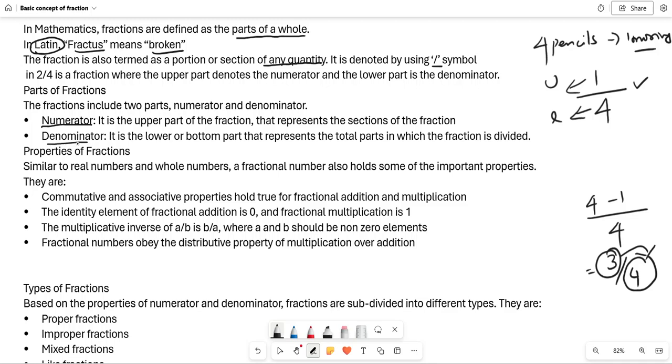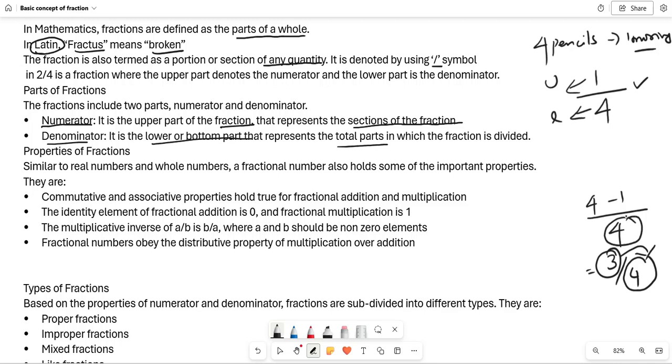What is the exact definition of numerator? It is the upper part of a fraction that represents the sections of the fraction. Sections means we have 4 sections, 3 sections, 2 sections. How many we have, we write in the upper value. The denominator is the lower or bottom part that represents the total parts.